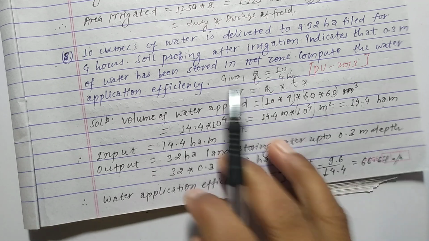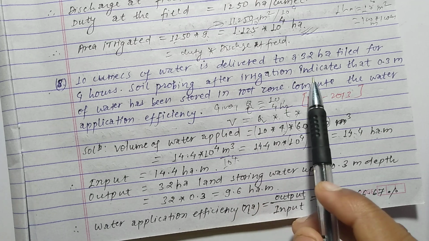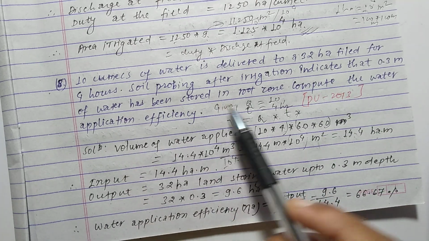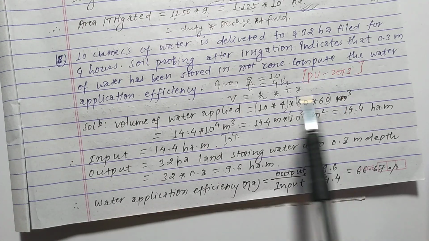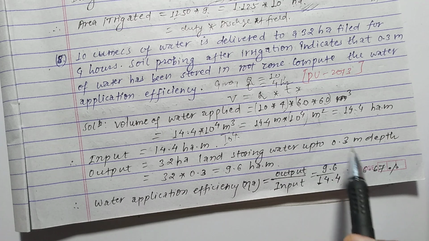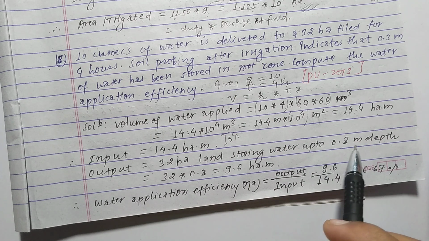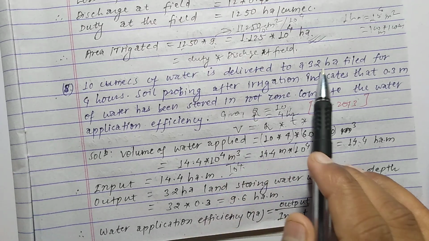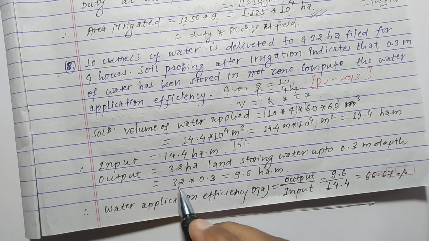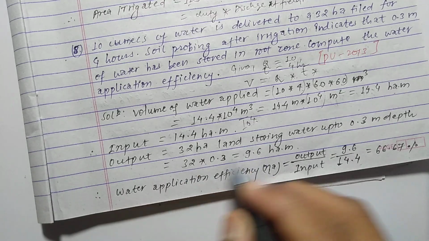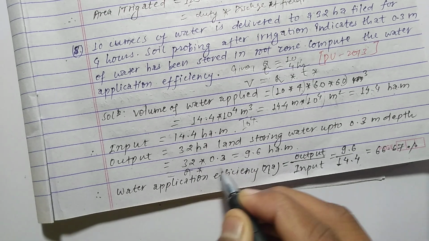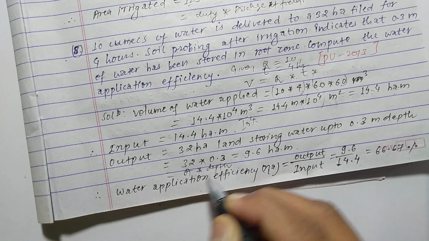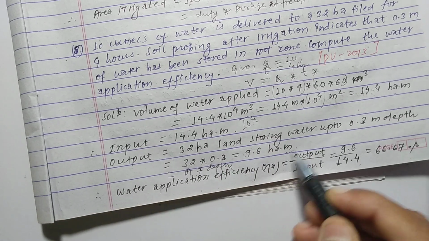meter depth. You can see here soil probing after irrigation indicates that 0.3 meter of water has been stored in a root zone. Okay, so 0.3 is stored in a root zone, so we have to multiply with this value. You can see here total delivered to 32 hectare field. We have total field equal to 32, so we have to multiply with depth, or you can write like this, total area into depth. Then this value becomes 9.6 hectare meter.